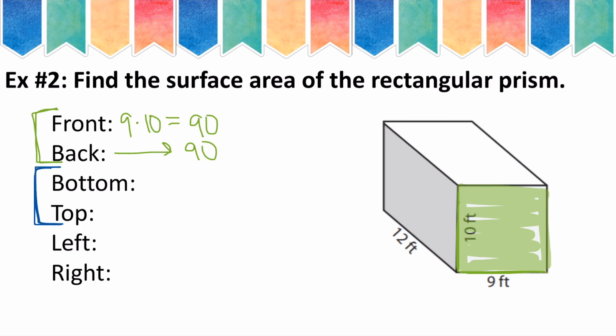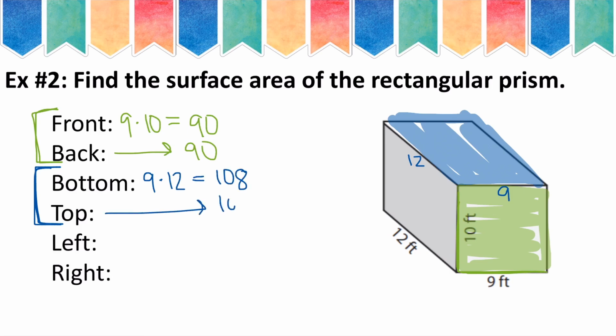So in this picture, since we can't really see the bottom, let's just go ahead and calculate the top, because we know that they're just going to be the same. So to calculate the area of the top of the prism, I'm going to take 9 multiplied by 12, which equals 108. And remember, the top and the bottom just need to be the same.